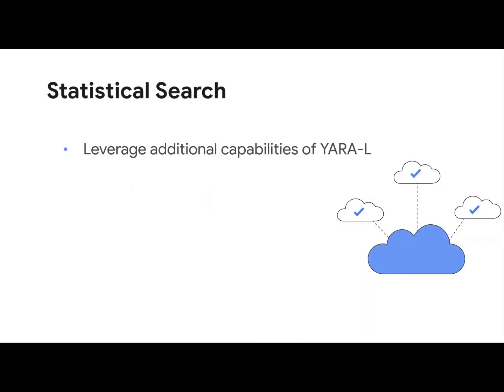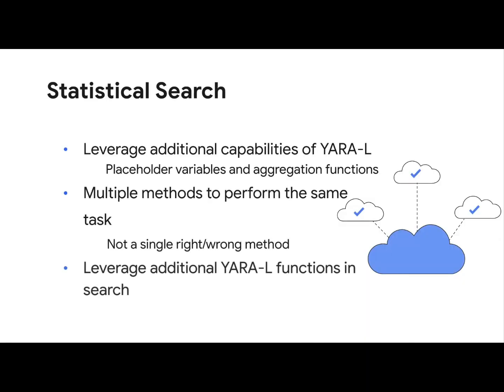We already discussed that statistical search is an expansion that goes beyond the tabular results set into aggregated data by common values and generating calculated values. This time we are going to use additional concepts like placeholder variables, aggregation functions, and mathematical operators that are part of YARA-L and apply them to our statistical search. If you've written YARA-L rules, some of these concepts may be familiar to you.